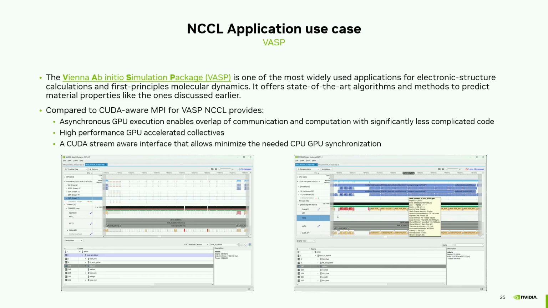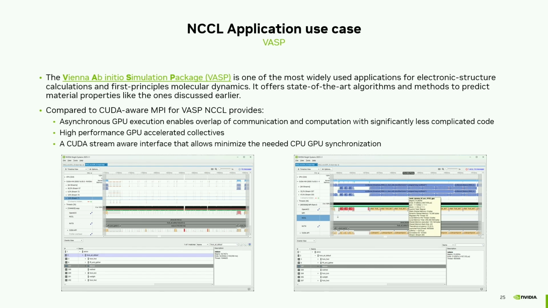Here, I've also taken an NCCL application use case. Of course, if you go around the conferences, almost every deep learning application uses NCCL. So I wanted to get something potentially new to this audience, which is VASP, the Vienna Ab Initio Simulation Package, a very versatile package to do ab initio calculations based on first principles molecular dynamics, which is, for example, used in material research.